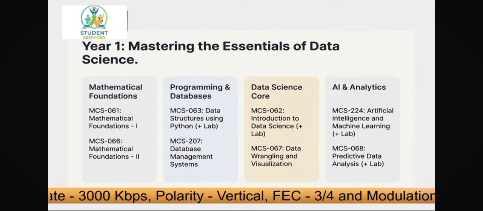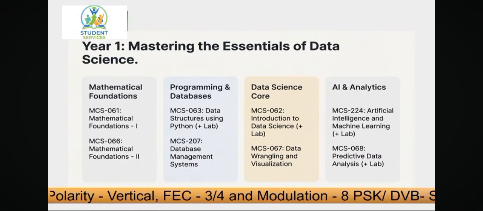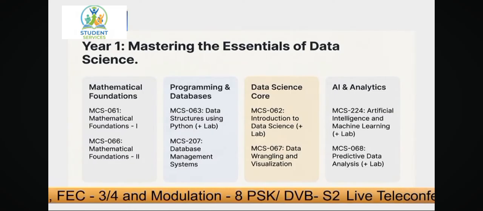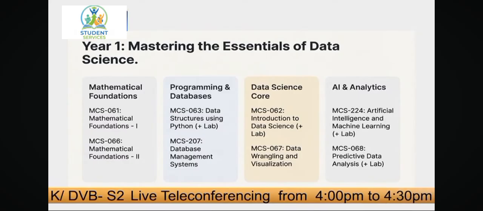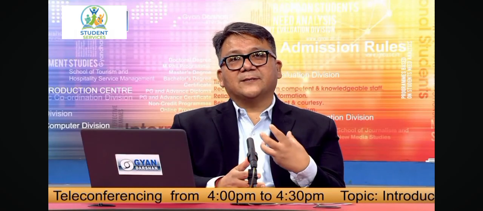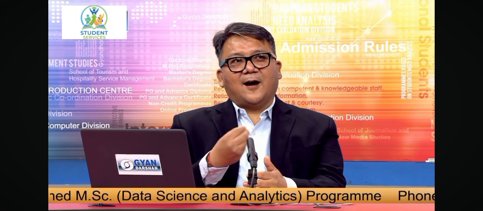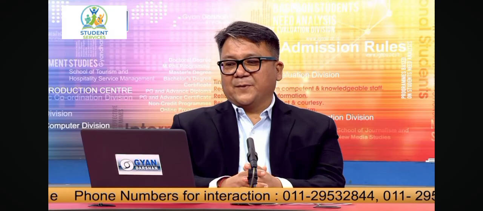And most importantly, in the very first year, we have courses like artificial intelligence and machine learning and predictive data analytics, which also have lab components. So students will not only have an understanding of the basics of what exactly AI is. Everyone today is talking about AI, but with this Master's in Data Science and Analytics program, the student will actually learn how these algorithms run, what the different algorithms are, and how machines learn from data. So this is what we are going to cover in the first year.